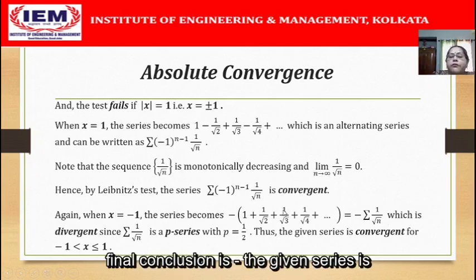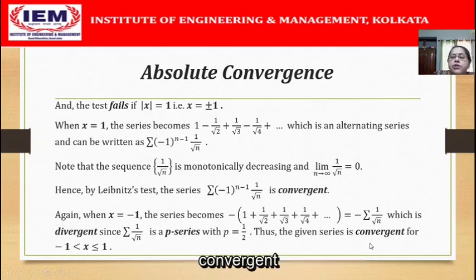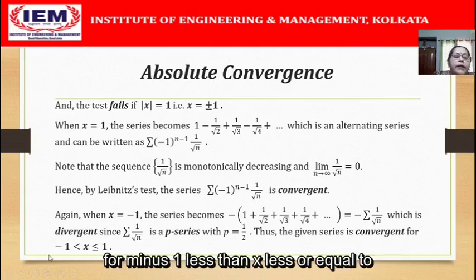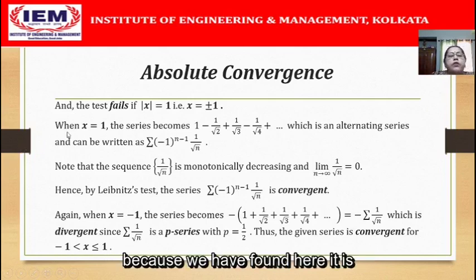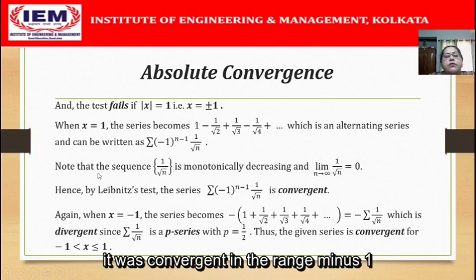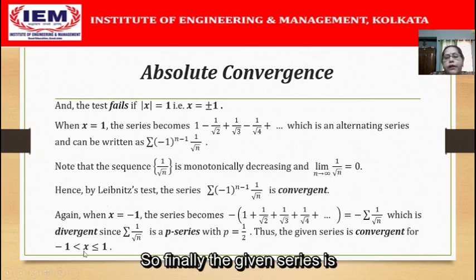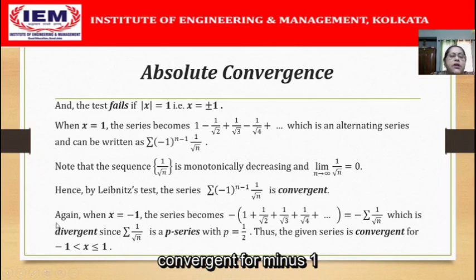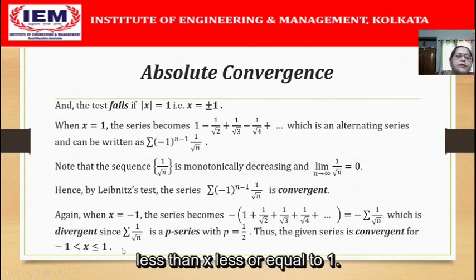So our final conclusion is that the given series is convergent for minus 1 less than x less than or equal to 1, because we have found here that it is convergent for x equal to 1, and earlier by the ratio test we have also seen that it was convergent in the range minus 1 to plus 1. So finally the given series is convergent for minus 1 less than x less than or equal to 1.